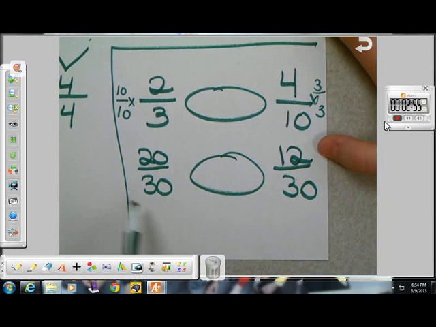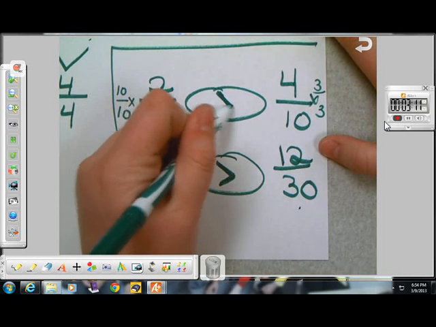Now that I've evened out the playing field and both of my denominators are 30, I can find my comparison very easily. I'm going to say that 20/30 is greater than 12/30. Therefore, 2/3 is greater than 4/10.